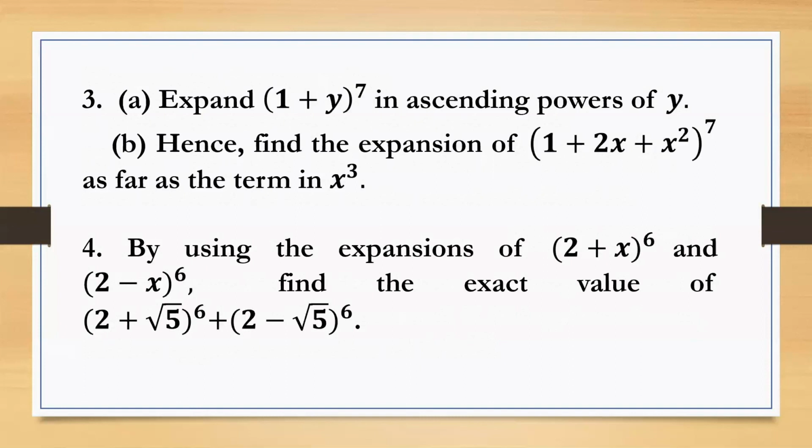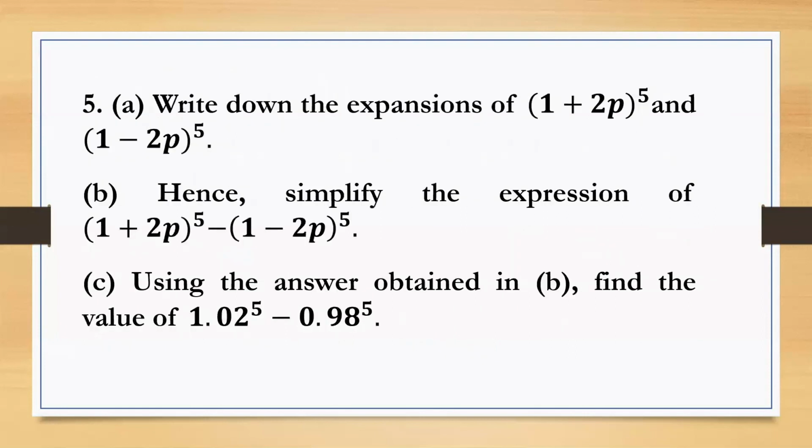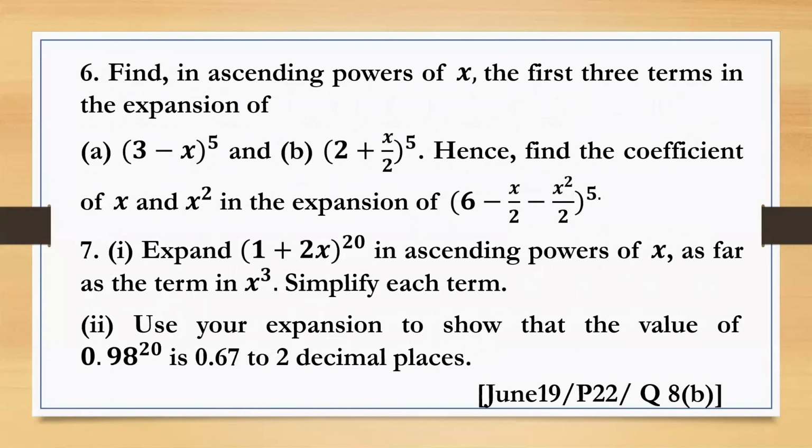So here, your knowledge of surds is very important. Number 5, part A, you need to write down the expansions of (1 + 2p)^5 and (1 − 2p)^5. Part B, you need to use your answers to part A and subtract. And part C, you need to use the answer to part B to find part C. Similarly, you have two more questions, question 6 and question 7 to work out.